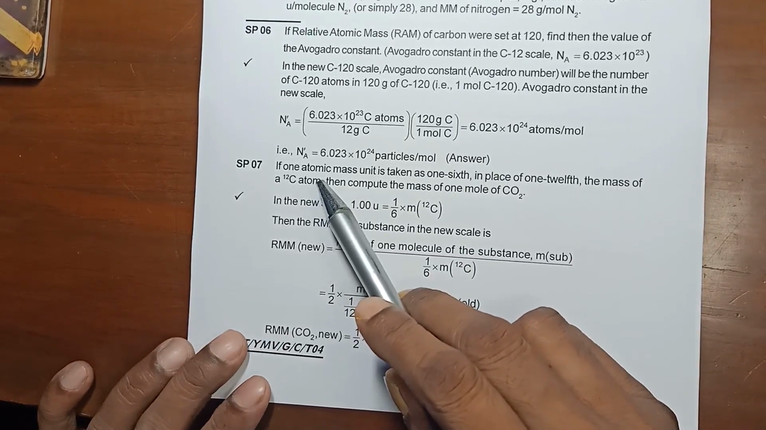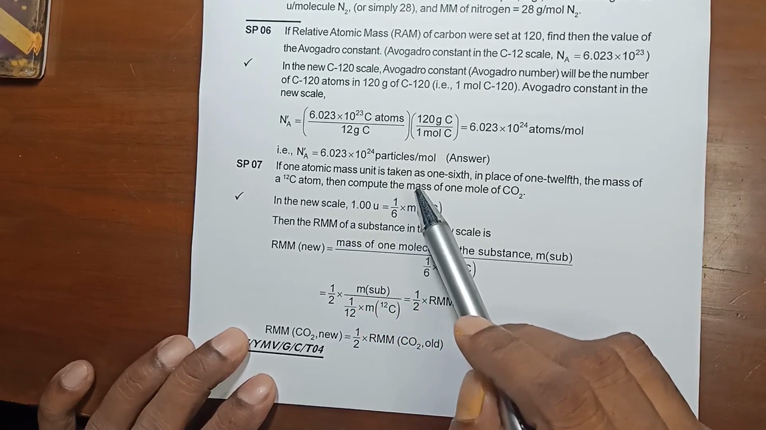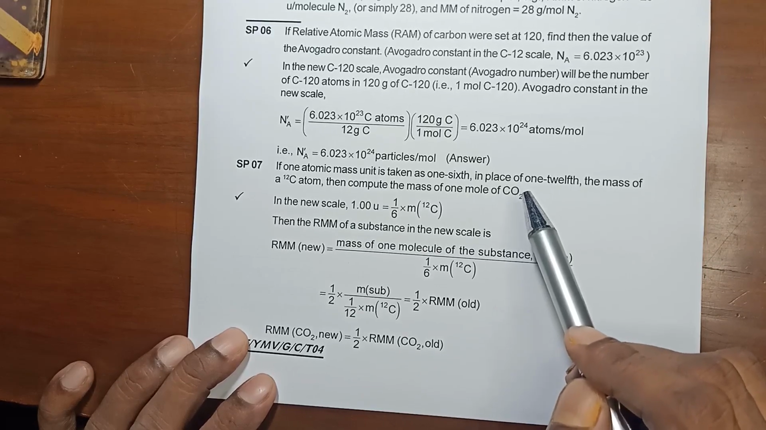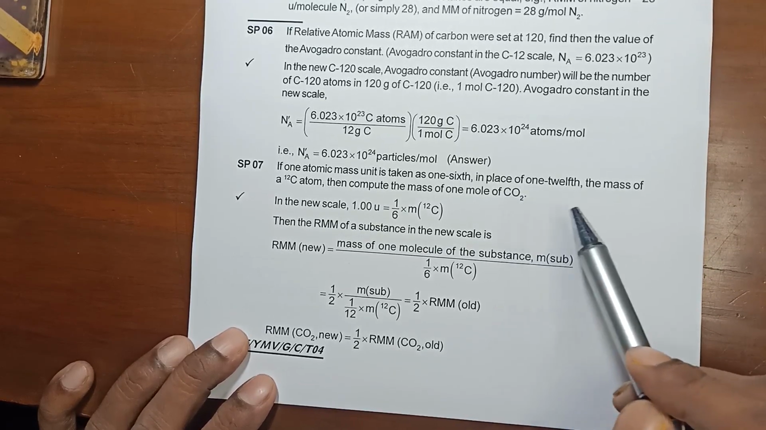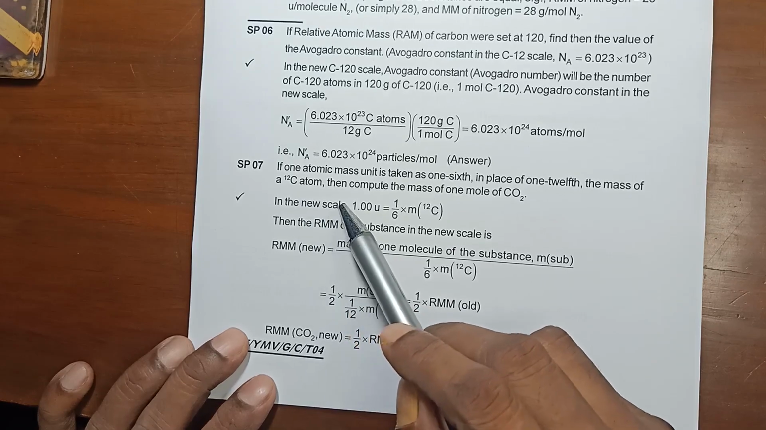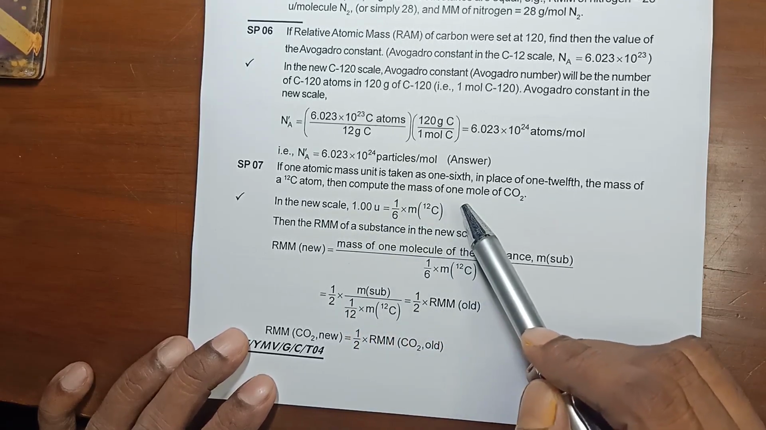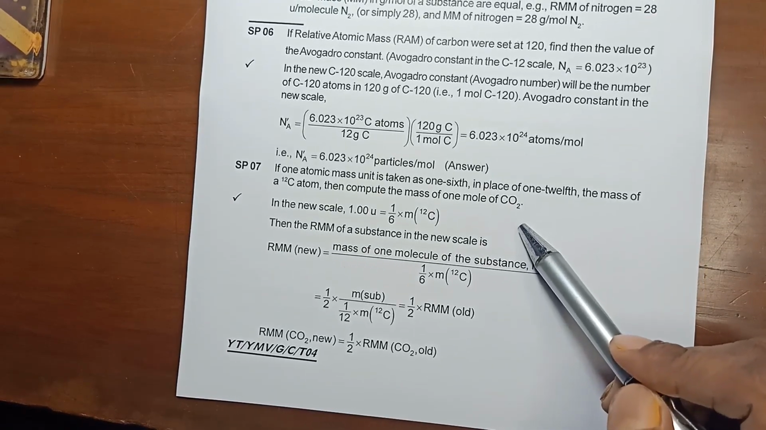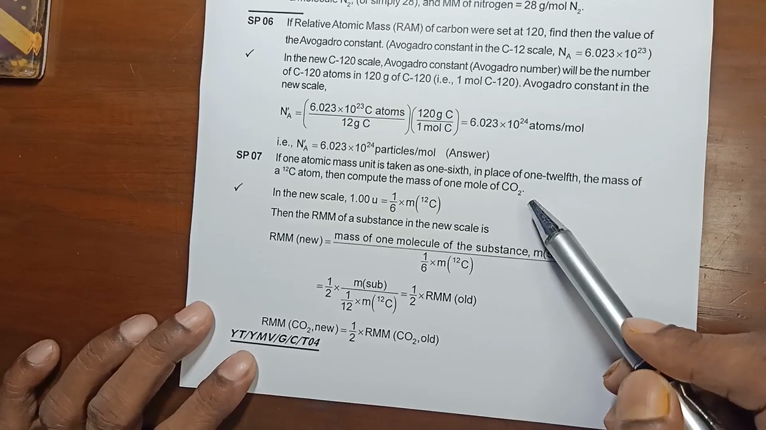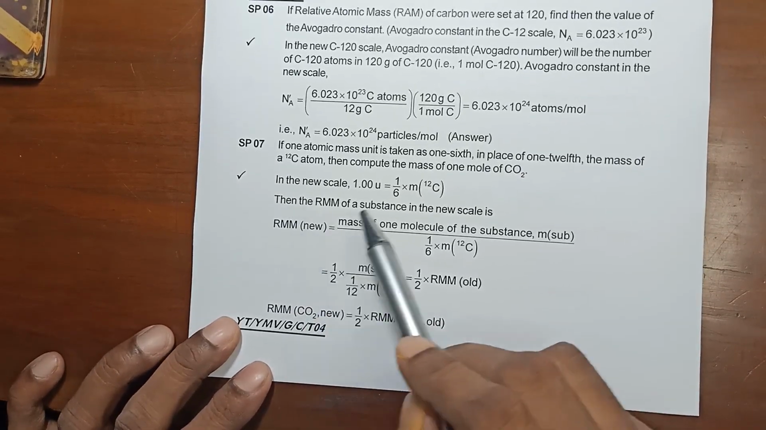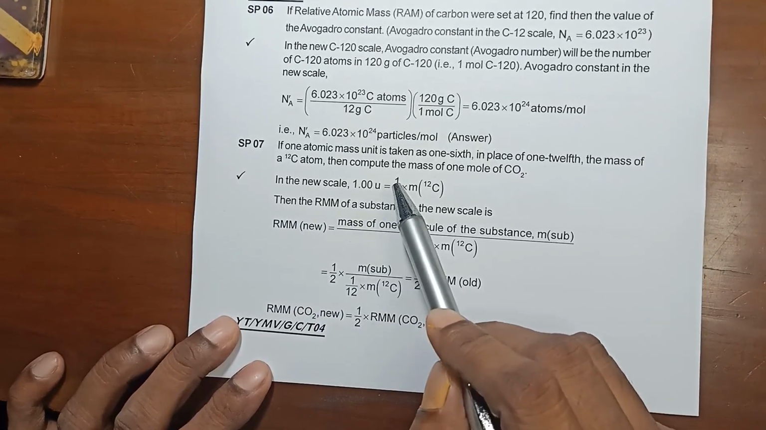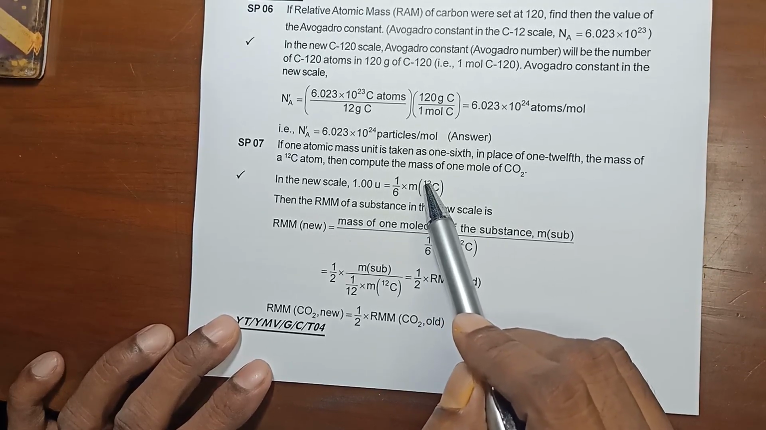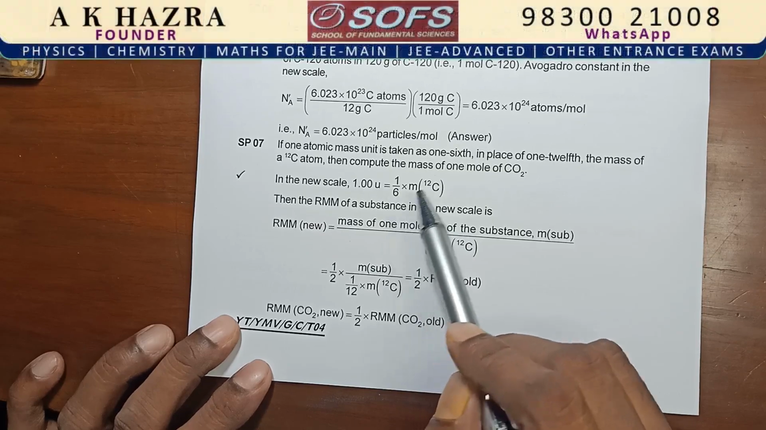Next problem: if one atomic mass unit is taken as 1/6 in place of 1/12, already we have defined 1/12, but if we take 1/6 the mass of a C12 atom, then compute the mass of 1 mole of carbon dioxide. So in the new scale, what is the mass of 1 mole of carbon dioxide? Solution: in the new scale, 1 U is equal to 1/6 of the mass of 1 atom of C12, not 1/12, be careful.